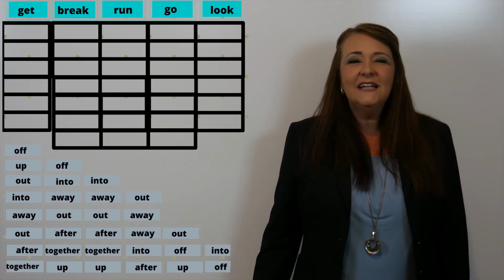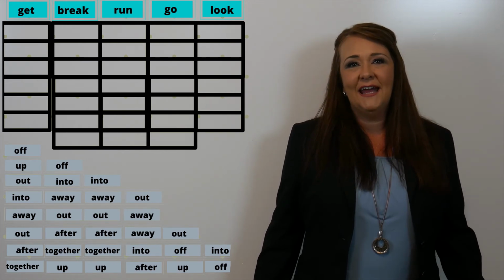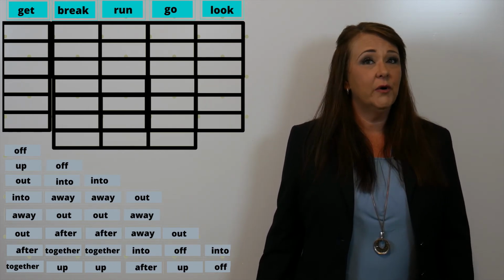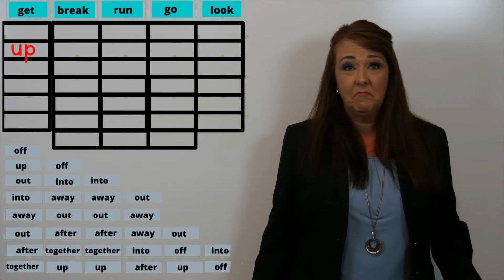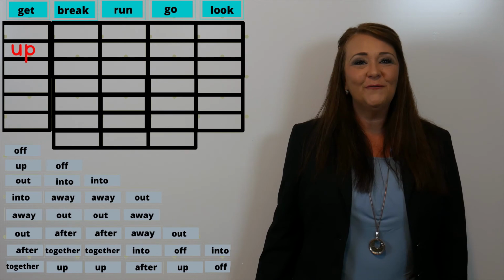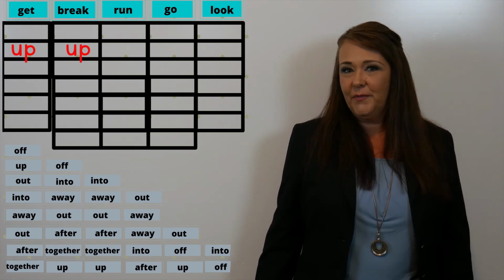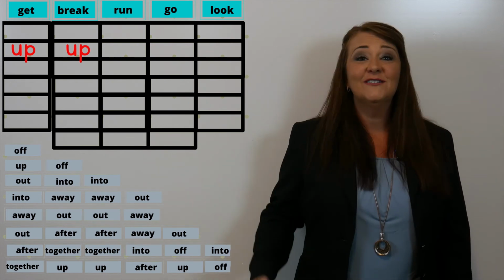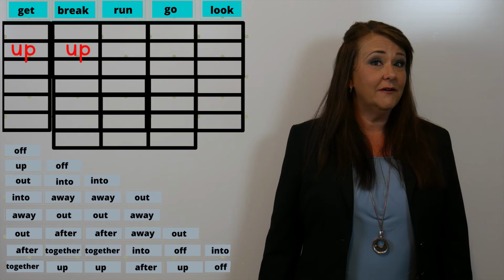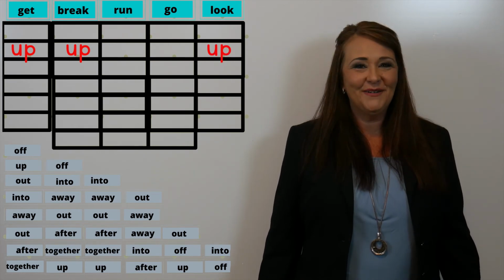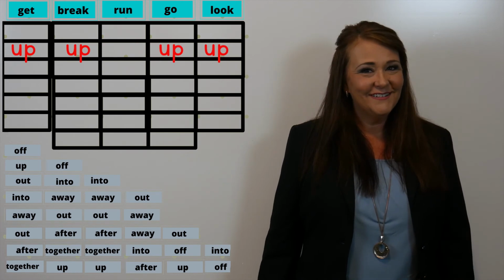Now, let's just do an example. I see the word get, and then I see the word up. Get up. That is a phrasal verb. What about break up? That's also a phrasal verb. You can also look up or go up.